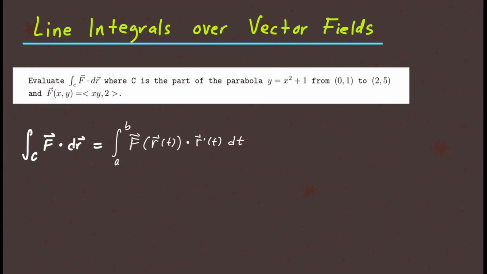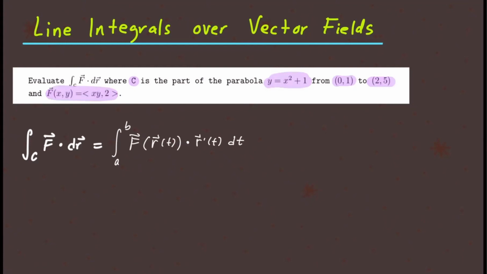So let's go ahead and find each component. First we're going to parameterize our curve C. For this problem, it's the part of the parabola y equals x squared plus 1 from (0, 1) to (2, 5). And this is our field.